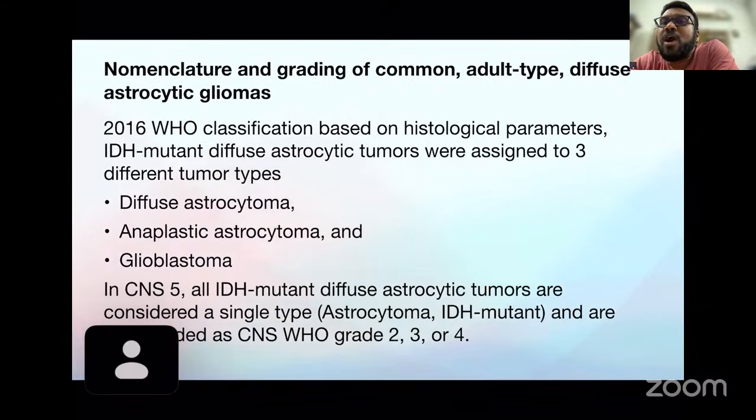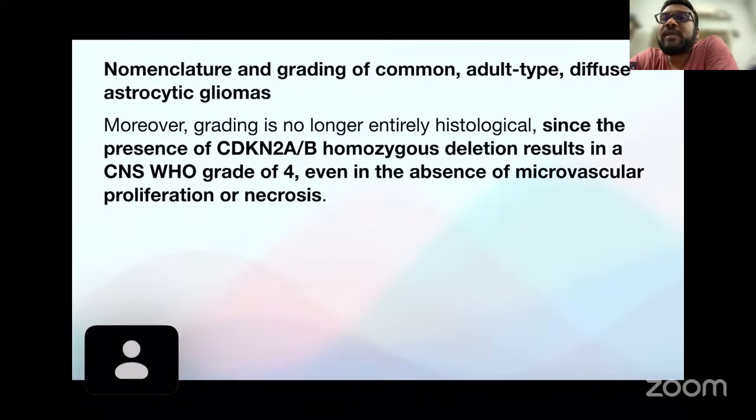This is the older variant. In the older days, we used to classify it as diffuse astrocytoma, anaplastic astrocytoma, and glioblastoma, grade 2, grade 3, and grade 4. Now what we are doing is all IDH mutant diffuse astrocytomas are considered as a single type, that is astrocytoma, IDH mutant. Along with that, we are grading it as WHO grade 2 or grade 3 or grade 4. So there is no longer a diffuse astrocytoma, no longer an anaplastic astrocytoma, and of course glioblastoma we do have one.